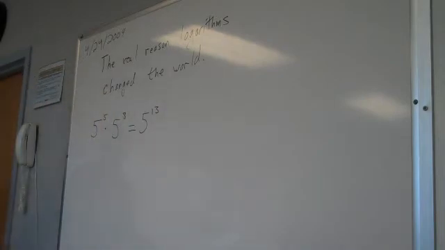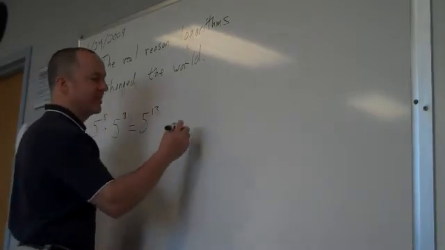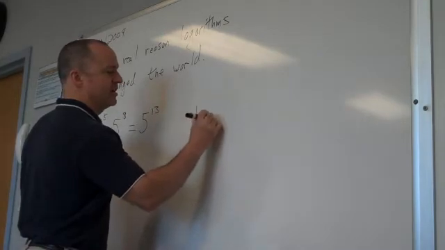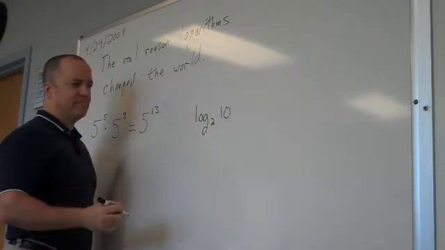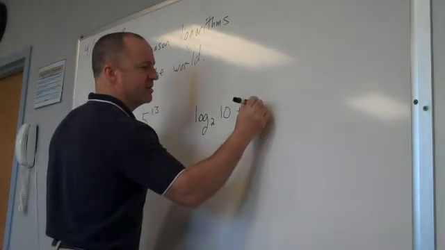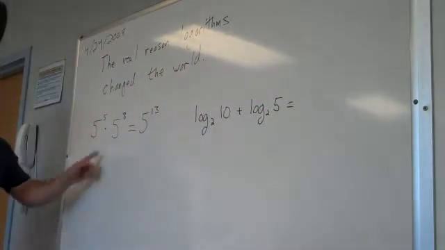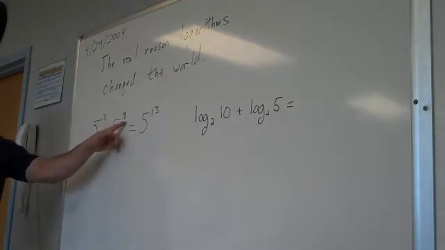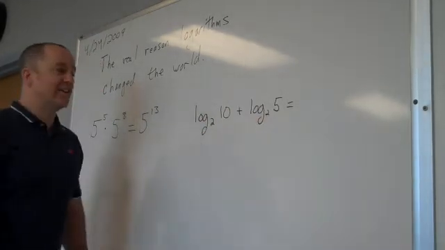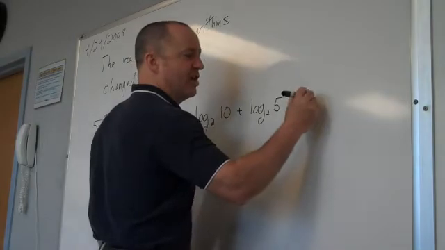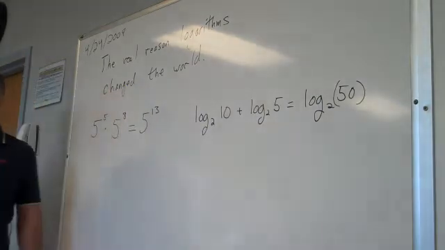Okay? Now, here's the comparable thing with logarithms. It's a little bit weird, but if you have log base 2 of 10 plus log base 2 of 5. Up here we started with multiplication and we added the exponents. Remember, the logarithm is an exponent. You actually multiply what you're taking the logarithm of. So this is log base 2 of 50.